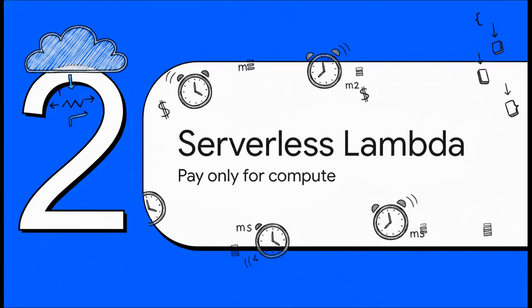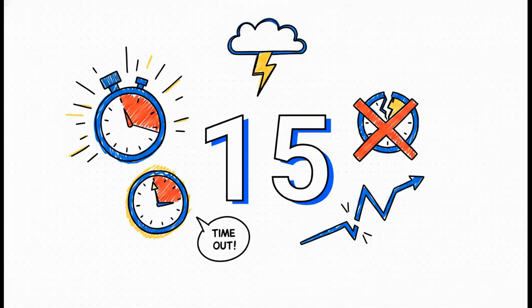Moving right along to Section 2, let's look at peak abstraction with serverless Lambda. Okay, look at this number. This is a critical exam fact. 15. Lambda has a strict maximum execution time of 15 minutes, or 900 seconds. If you have a task that takes 16 minutes to process, Lambda will simply time out and fail.